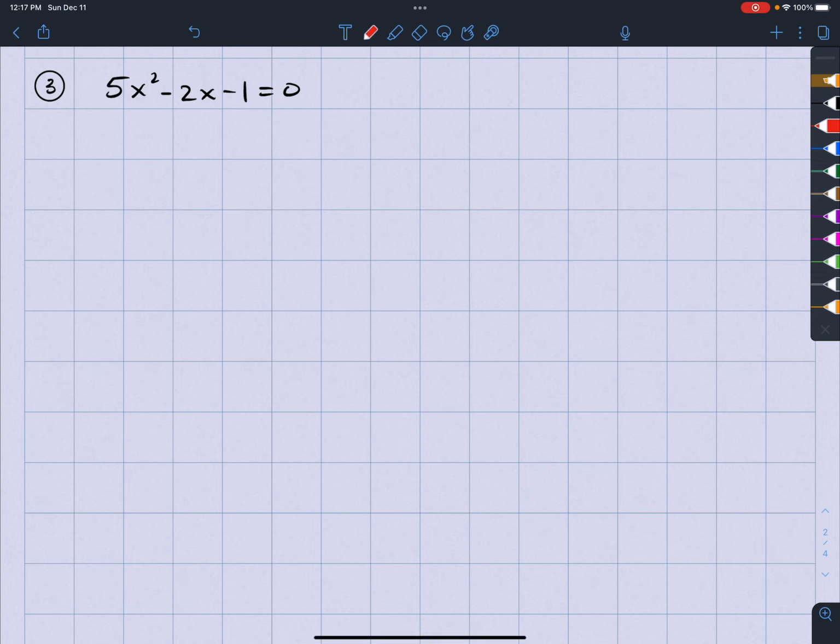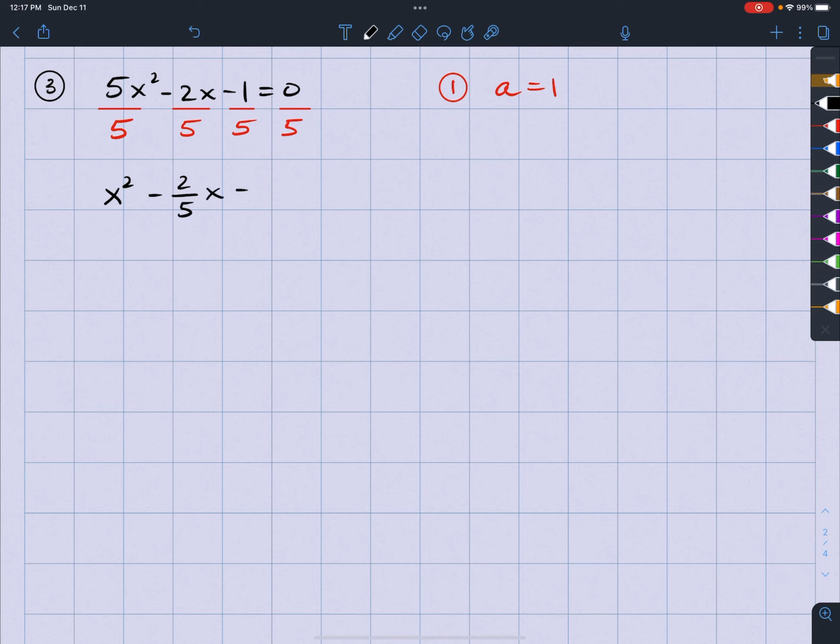The first step in completing the squares is that a has to equal 1. So in order to make this 5 equal to 1, I have to divide it by 5. If I divide the left side by 5, I have to divide the right side by 5. Essentially, I'm dividing every single term by 5. And what I'm going to get is x squared minus 2/5 x minus 1/5 is equal to 0.